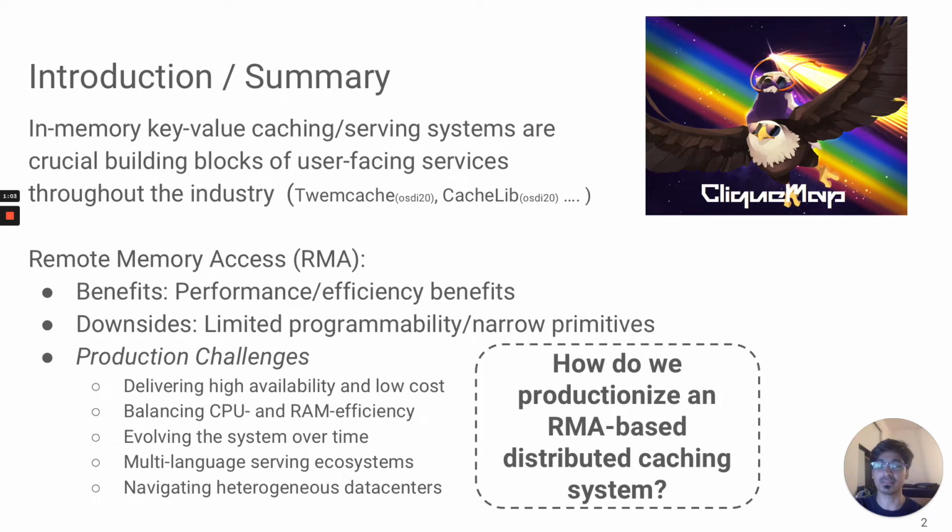In broad terms, these challenges arise from how to navigate trade-offs. For example, how to deliver high availability and low cost, how to achieve efficient use of both CPU and memory, how to evolve the system over time, how to interoperate with established systems written in a variety of high-level languages, and how to deal with data centers that are non-uniform in their hardware capabilities. We'll outline our approaches to these challenges in this talk. Our paper has more discussion.